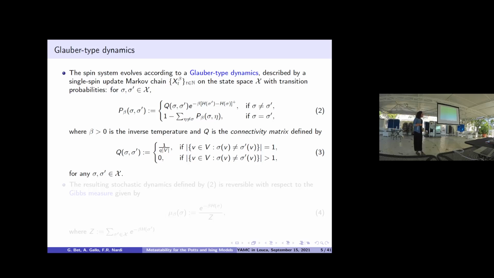This dynamics is described using a Markov chain defined on the state space X, with the transition probabilities as in equation 2. So the probability to go from the configuration sigma to the configuration sigma prime depends on the value of this connectivity matrix Q and on the energy difference between the final configuration sigma prime and the energy of the initial configuration sigma. The resulting stochastic dynamics turns out to be reversible with respect to the Gibbs measure, that is the stationary distribution of the stochastic process.